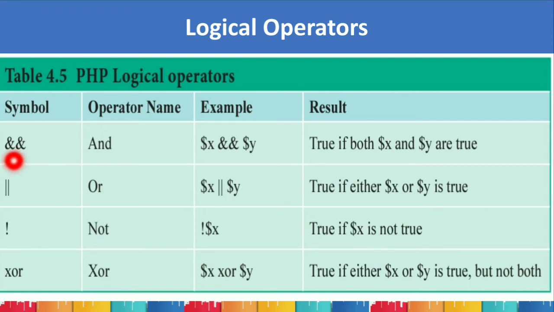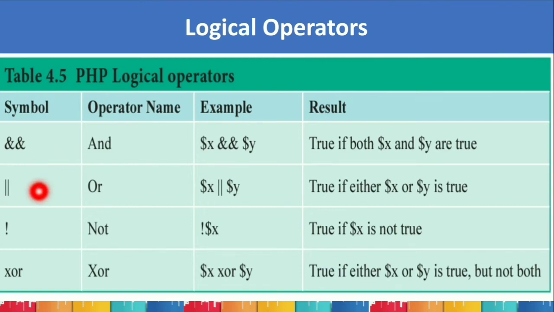This is a symbol used between two variables and the name of the operator is AND. Here both the conditions should be true to get the final result as true. If any one of the conditions is false, the entire result goes false. That is the AND operator.